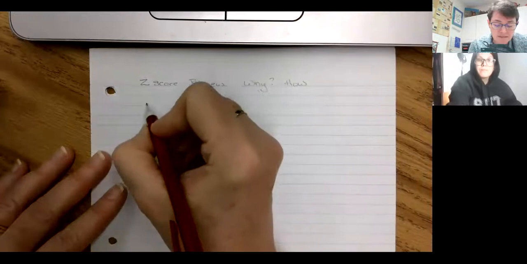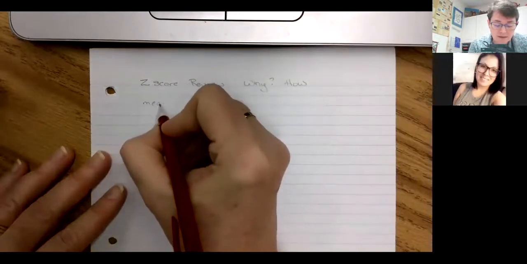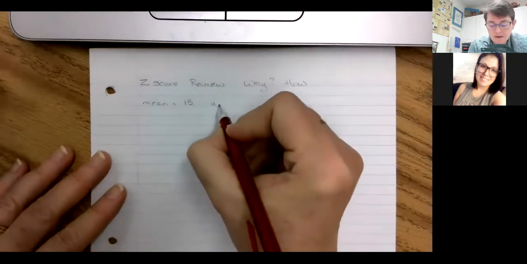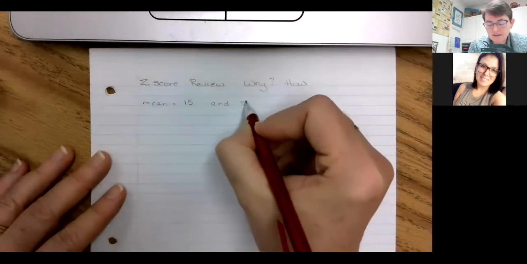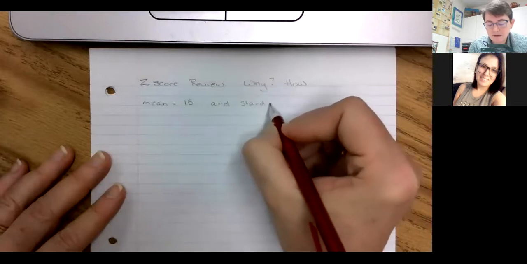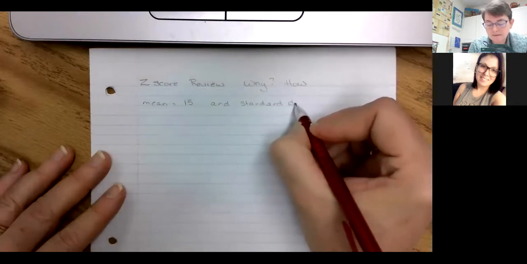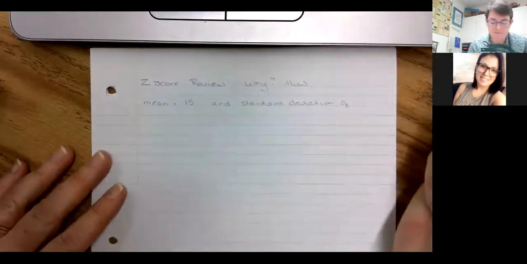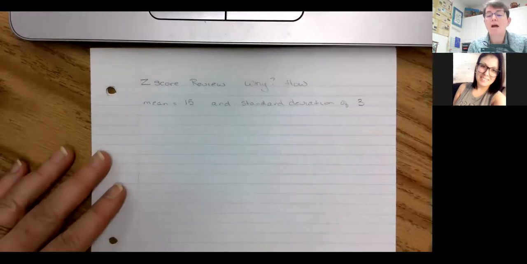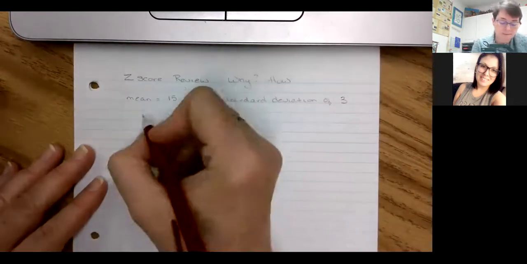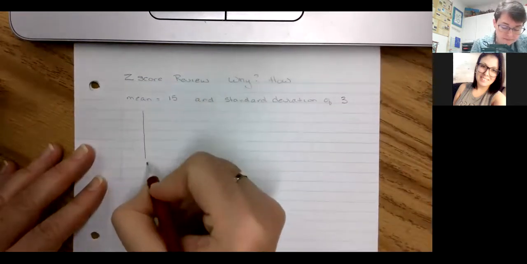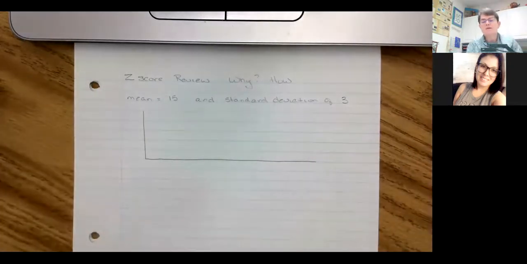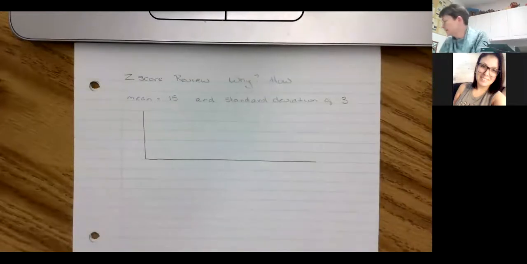I'm just gonna be lazy. There's something or other. It's got a mean of 15 and a standard deviation of 3. I want you to draw me the curve. Please draw and label the curve diagram.